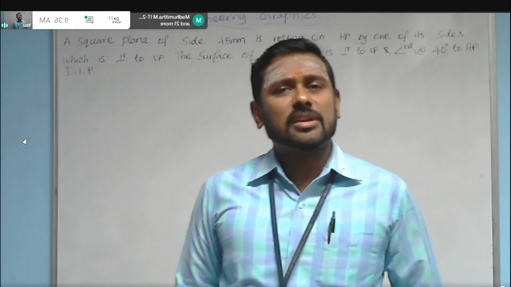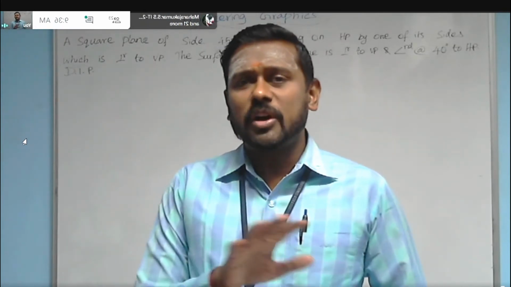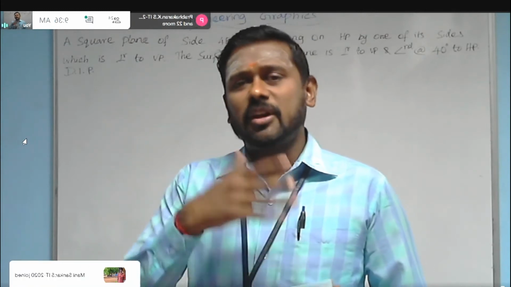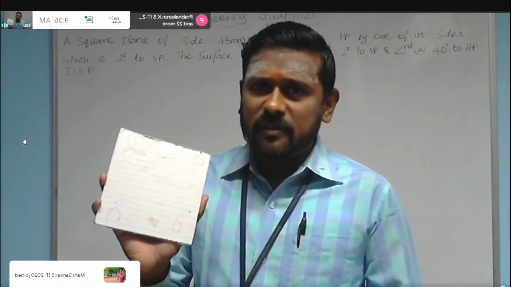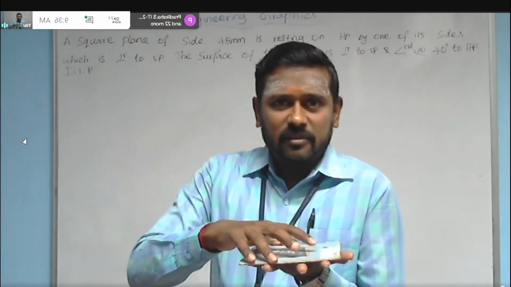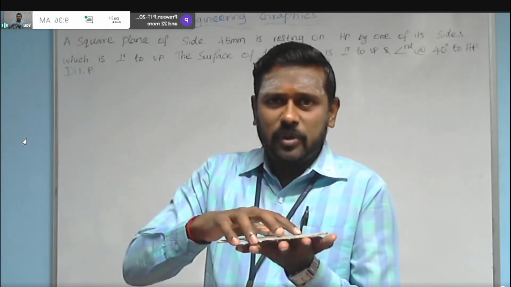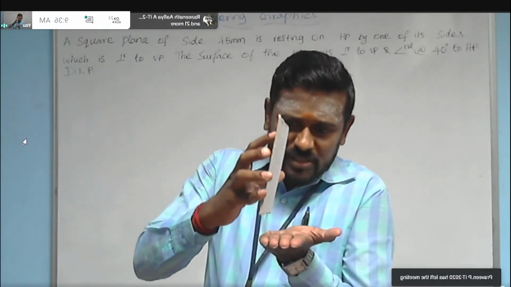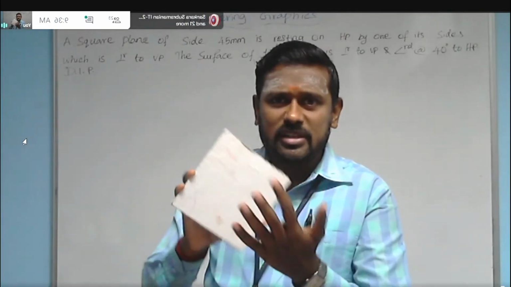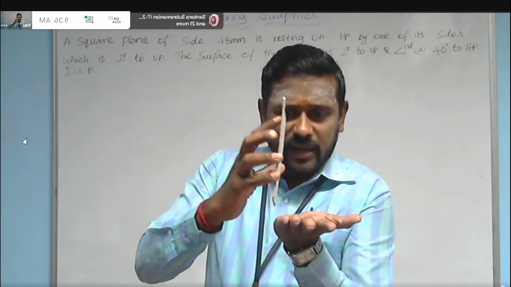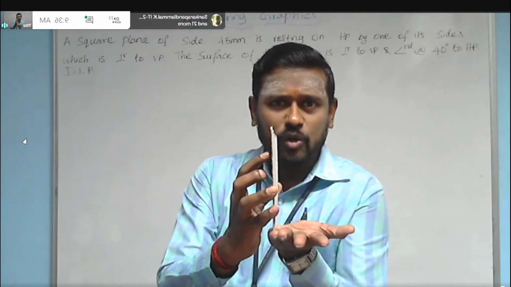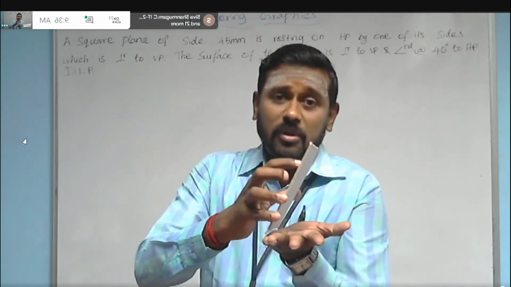In the previous classes I told you there are some possibilities for resting of a plane on the horizontal plane or vertical plane. Maybe a plane surface is resting on the horizontal plane by means of its surface. Otherwise it can rest on HP or VP with the help of any one of its edges. Totally 4 edges are there. Among all 4 edges, only one edge can rest on HP in this way. At that time the surface may be perpendicular to HP or inclined to HP.